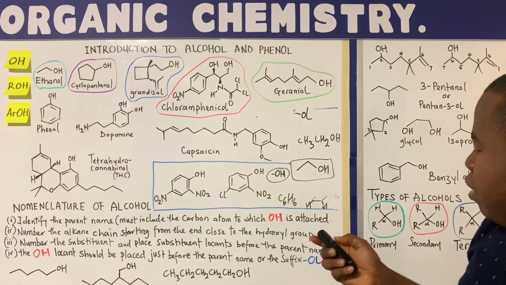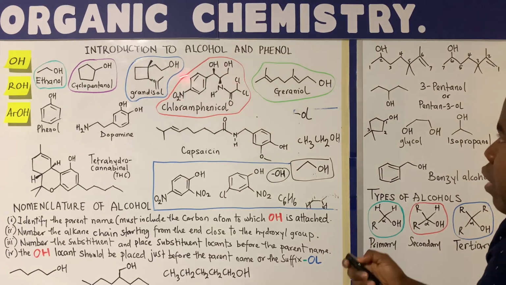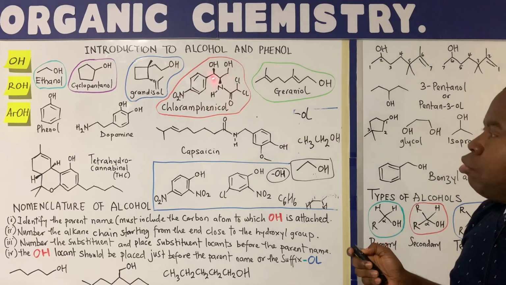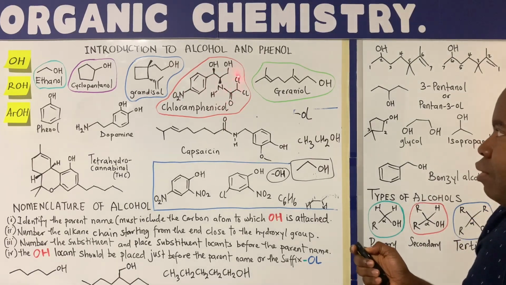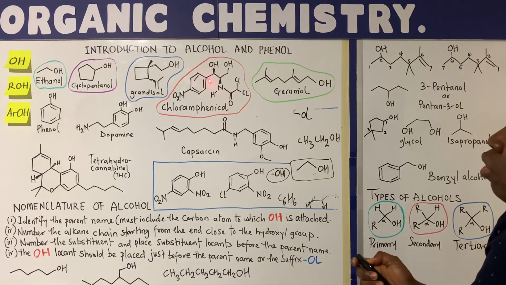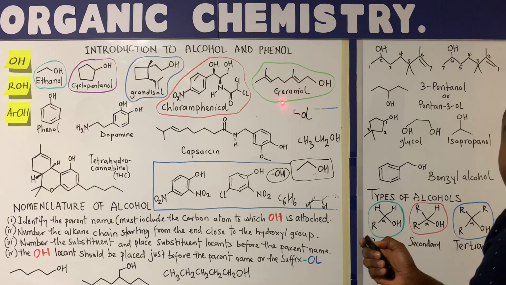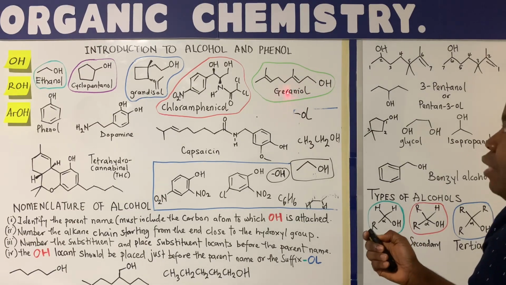And this chloramphenicol is used as an antibiotic. It is isolated from Streptomyces venezuelae. So this is a compound that is extracted from a natural source. It is used as an antibiotic. It's an alcohol. And this one, geraniol, is often used in making perfume. It is isolated from roses and geranium.